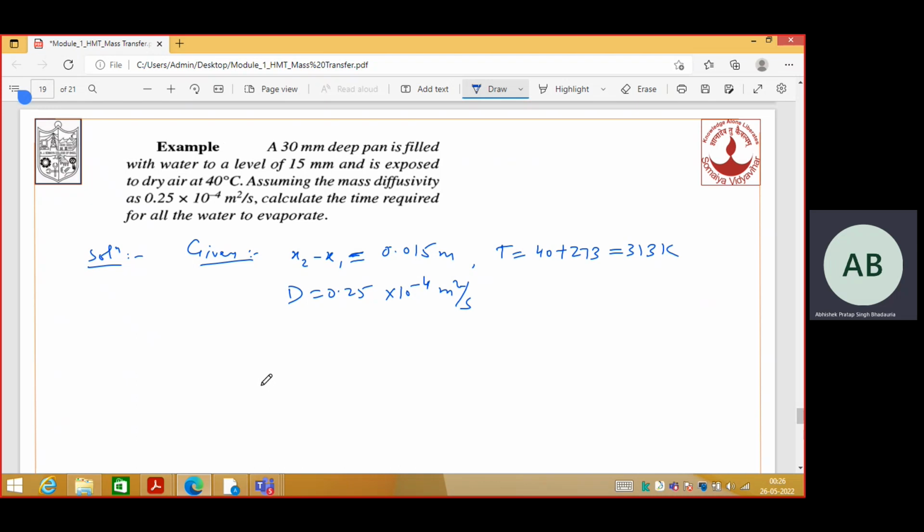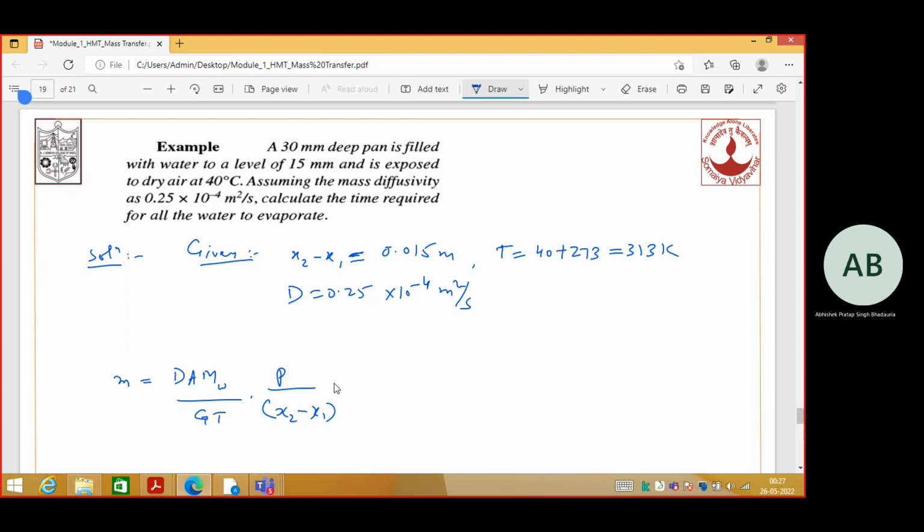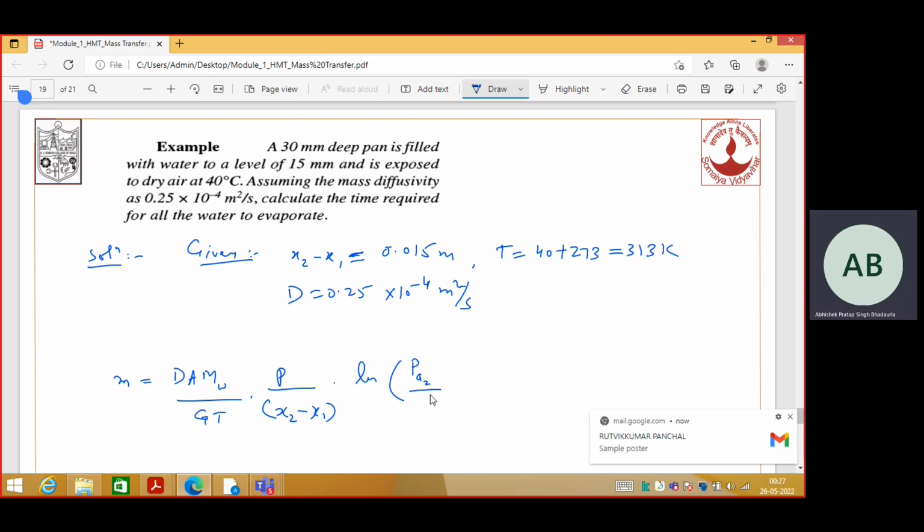We have to apply the same expression here. The water is diffusing into the air, so we will apply the expression. It is CA MW divided by GT into P divided by x2 minus x1 into natural log of PA2 divided by PA1. This is the expression.